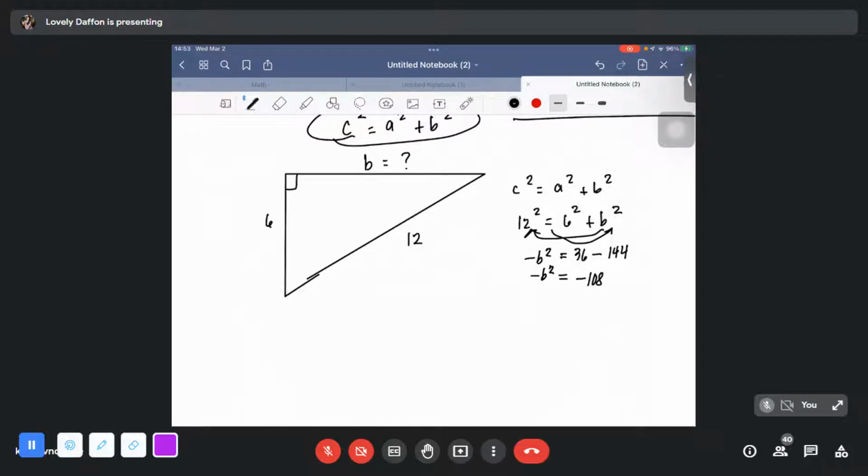No, that's not yet it, because we have to remember that we have to remove the negative sign here. So how are we going to remove that? You multiply both sides by a negative sign to eliminate the negative of the B squared. Negative times negative is positive, so it becomes B squared. Negative 108 times negative becomes positive. So you have here, B squared equals 108.